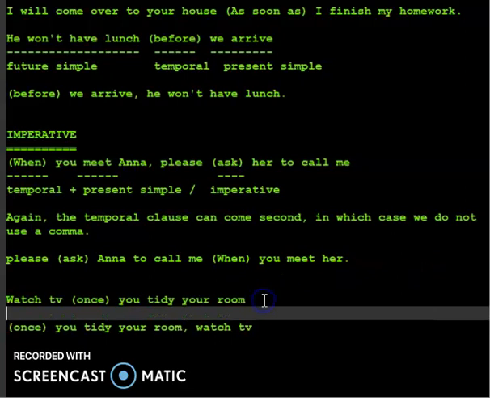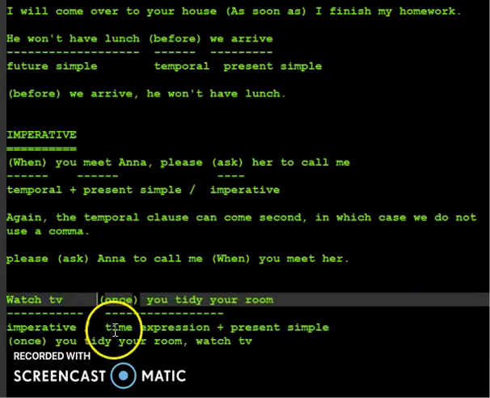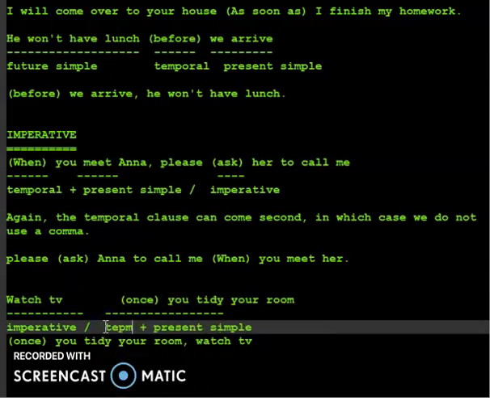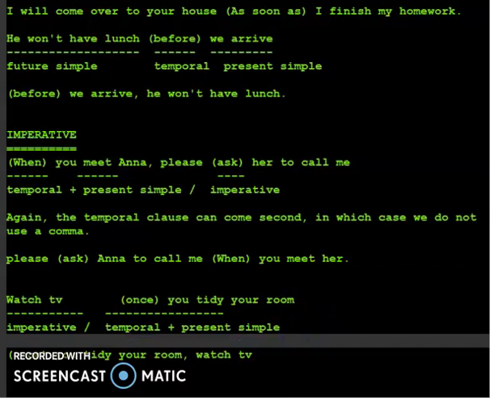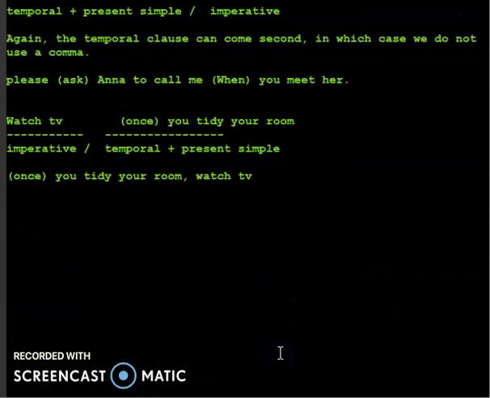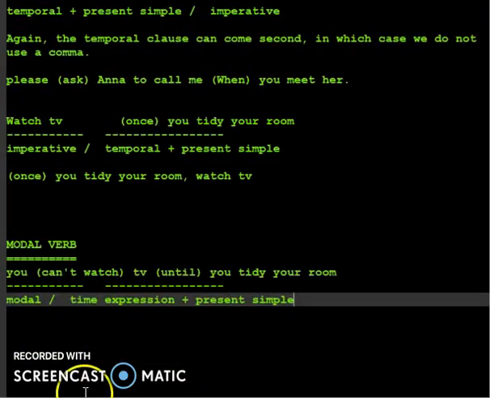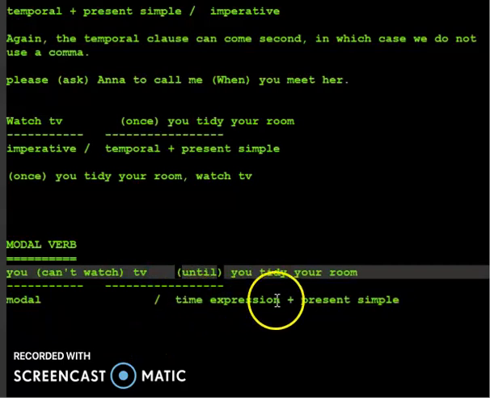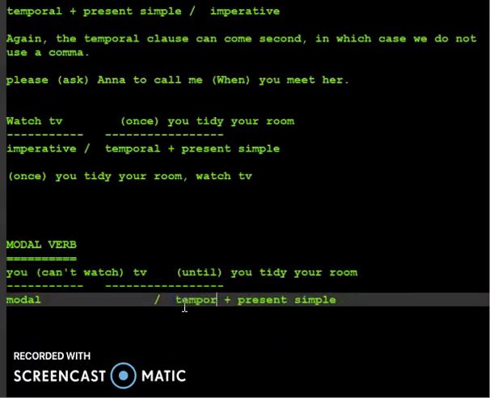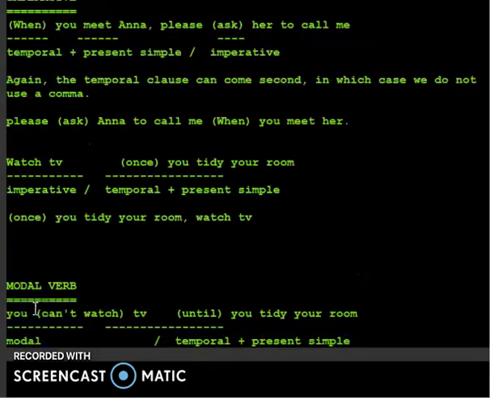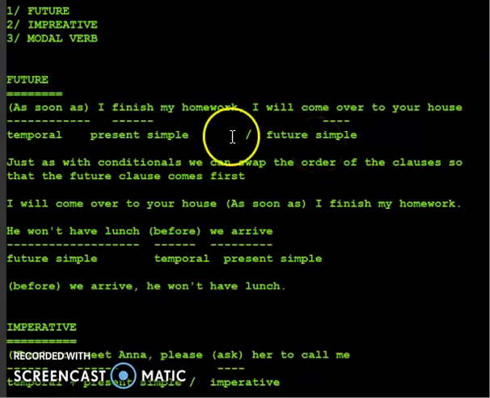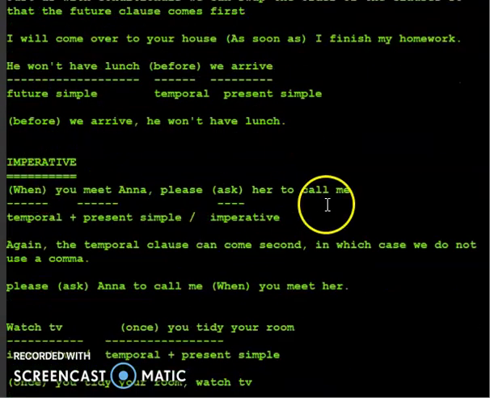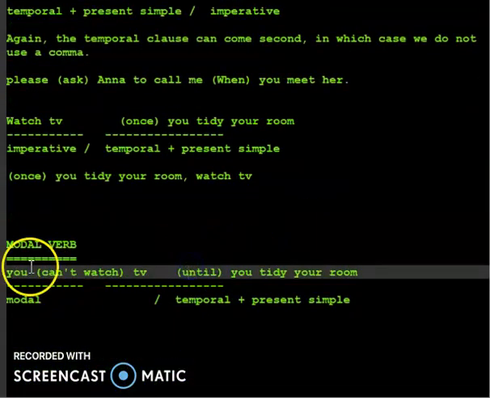So structure, imperative, and time expression, or let's say temporal, plus present simple. Okay, let's have a look at modal verb. So, with modal verb, we've got modal in the first clause. Then we've got temporal plus present simple. All of them have the same structure. What's changing here is on the modal, we've got modal in the non-temporal clause, here we've got imperative in the non-temporal clause, and here we've got future in the non-temporal clause. So we've got temporal clause, future clause, temporal clause, imperative clause, and temporal clause, modal clause.